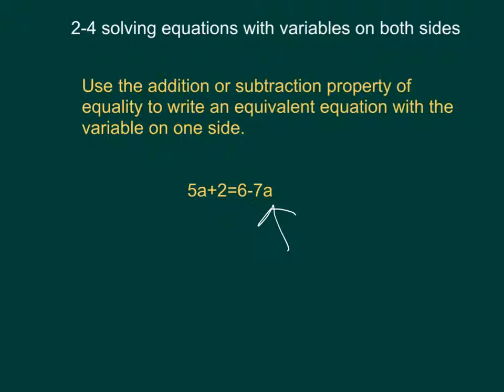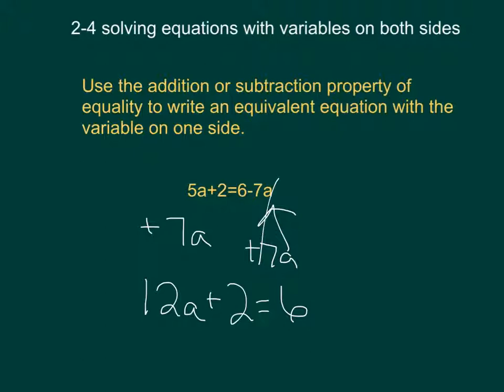In this case, it's probably easiest to add 7a to both sides. So that gets the 7a away from this side, and I add it over here. So now I have 12a plus 2 equals 6, and then you would be able to begin to solve since you have the variables just on one side.